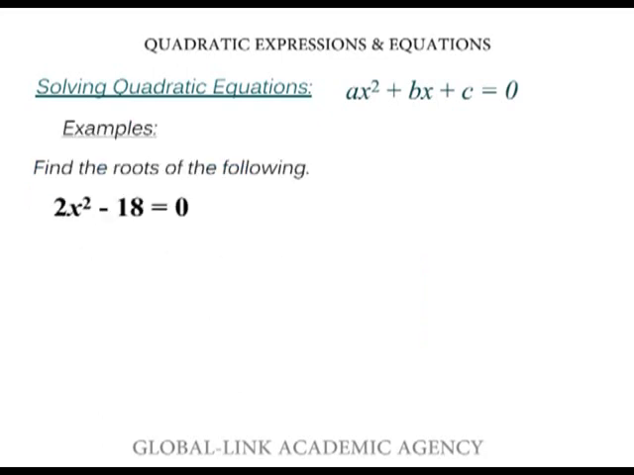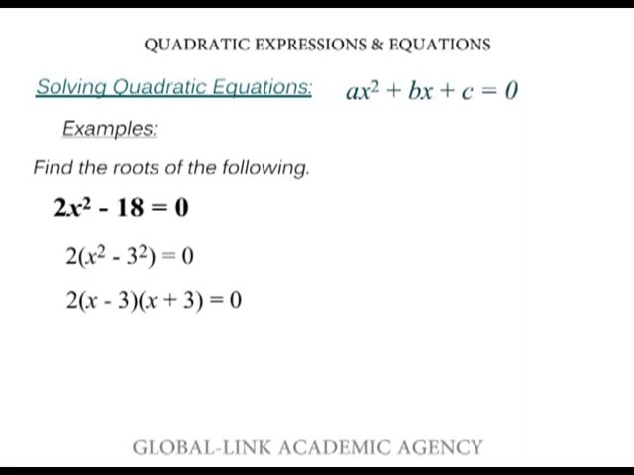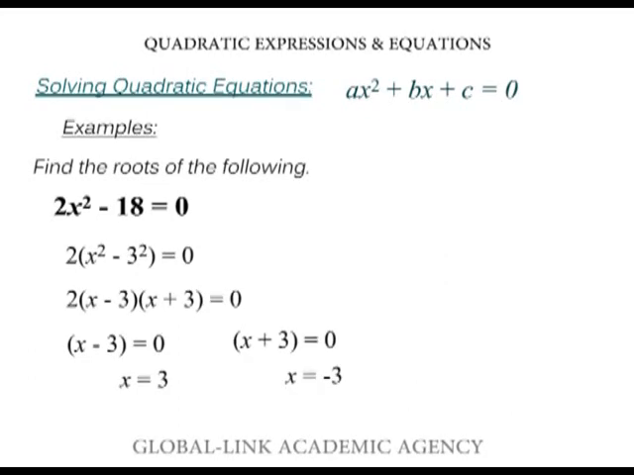For example, find the roots of the following. A. 2x squared minus 18 is equal to 0. In our solution, we factorize and have 2 into (x squared minus 9), and this is a difference of 2 squares, so we shall have 2 into (x squared minus 3 squared), giving us 2 into (x minus 3)(x plus 3). If x minus 3 is 0, x is 3. If x plus 3 is 0, x is minus 3. The roots are therefore minus 3 and 3.